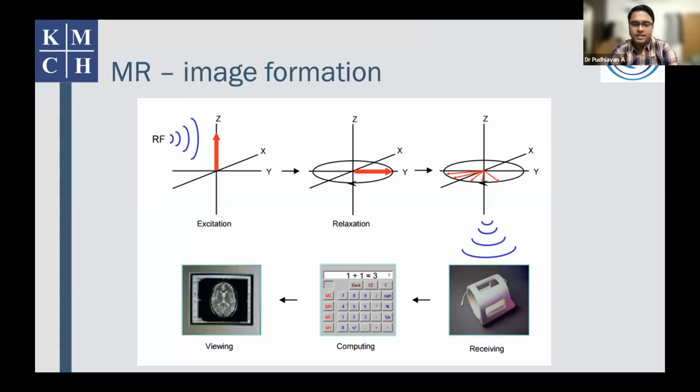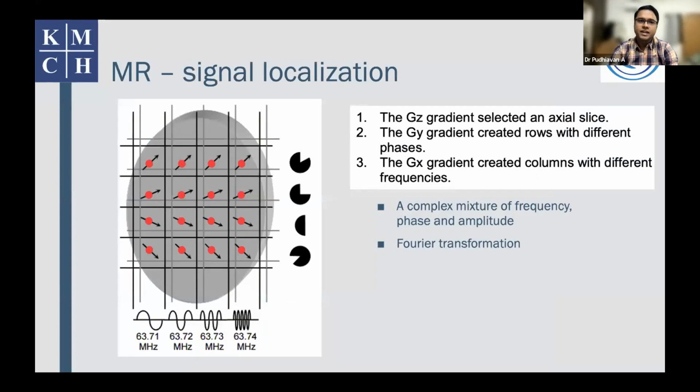The first is the excitation, where an RF pulse is given and the proton absorbs the energy and gets excited into a higher energy state. After that, the process of relaxation takes place, where the proton jumps from the high energy state back to its resting state. In this process, it releases energy in the form of an RF pulse, which is received by us and is converted into an image. We also saw what an important role gradient coils play in signal localization in MR.